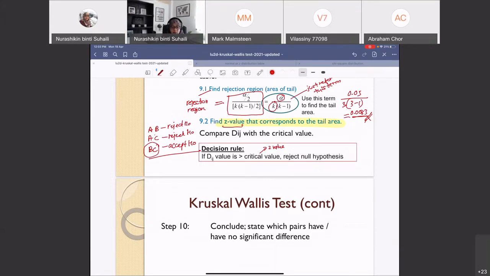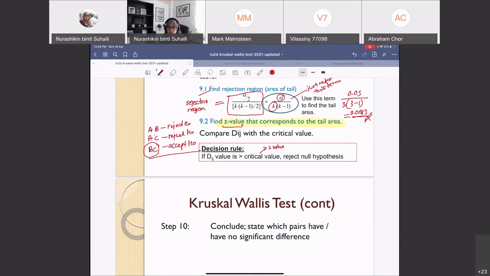Okay. So this answers your friend's question just now, right? What was the question? When everything is the same, what if all the three sets of data are unequal to each other? That will be concluded based on your comparison of Dij with the critical value, which is step 9. From there, you will know which pair is the same. The situation can be different from one problem to another.